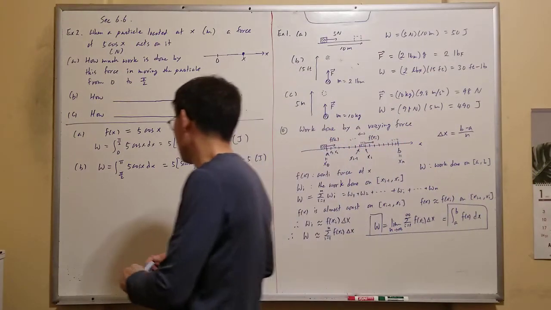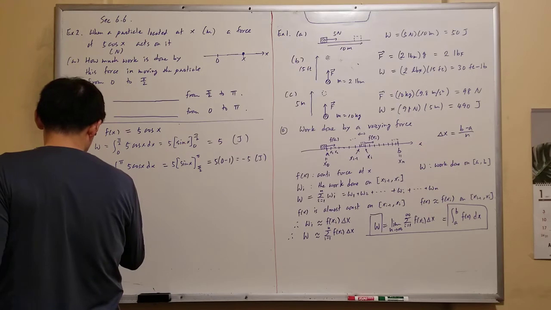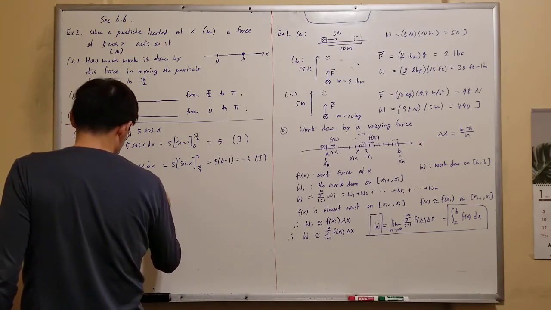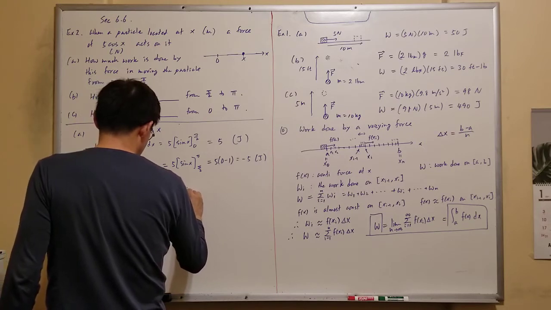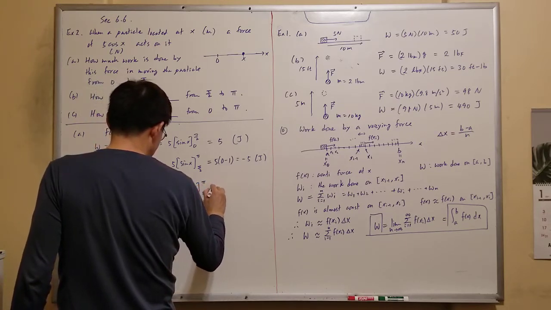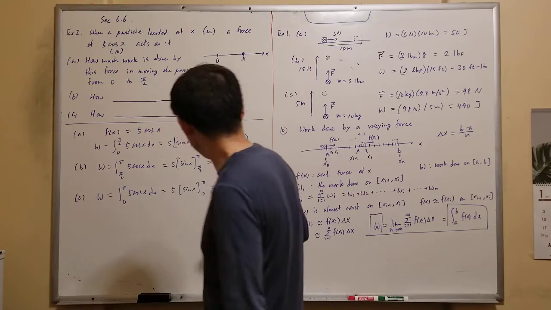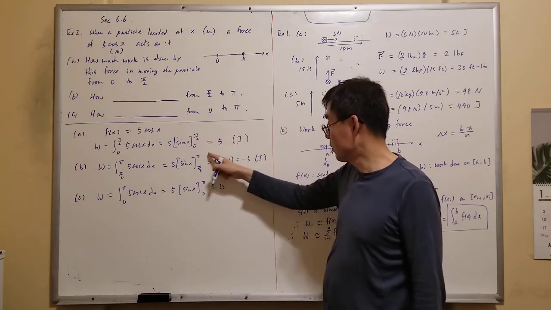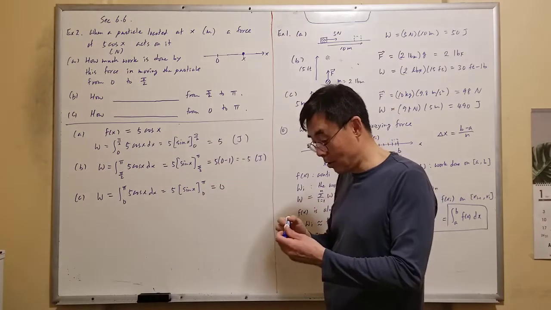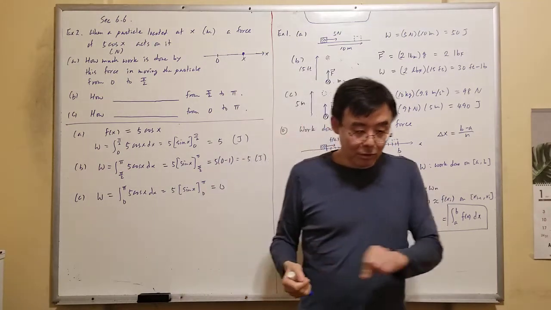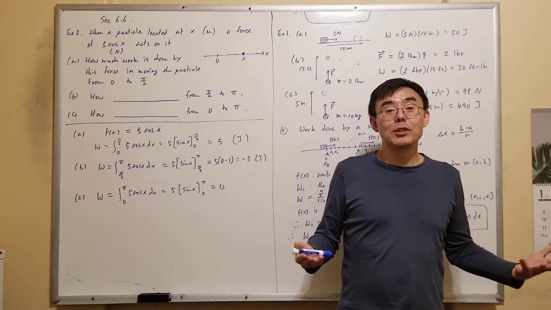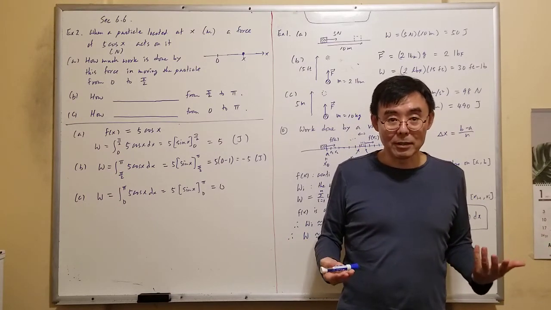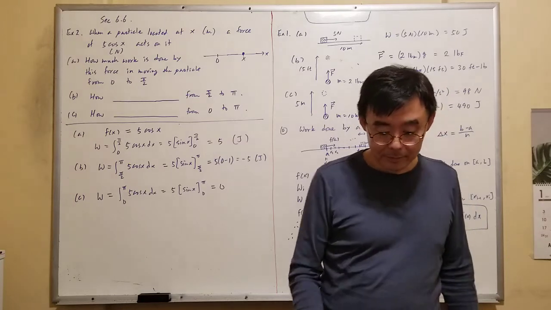Now, what is the total work? Sine of x from 0 to pi is 0. Or the sum of this 5 joules from here to here and then minus 5 joules from here to here, totally 0. So if you go from 0 to pi overall, your force didn't do any work. Overall, the net work done by the force is 0. Okay?